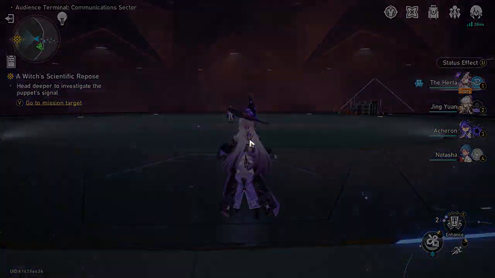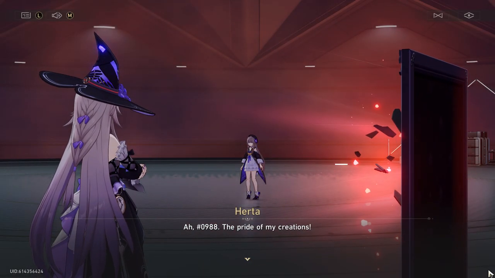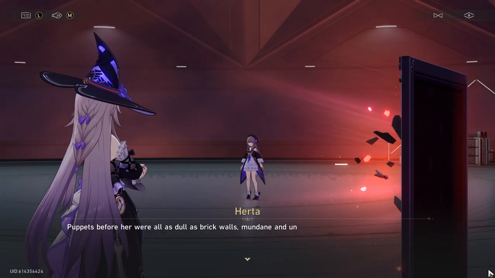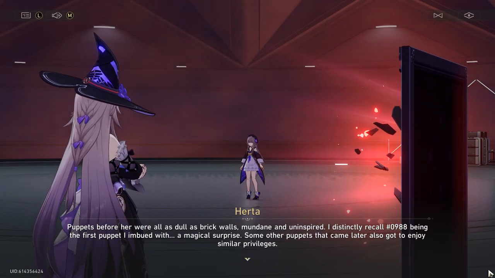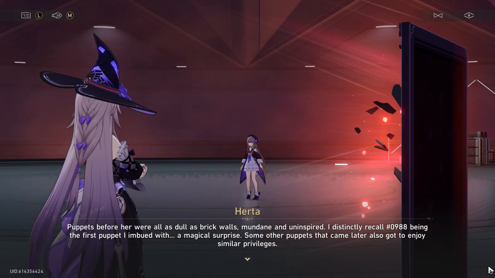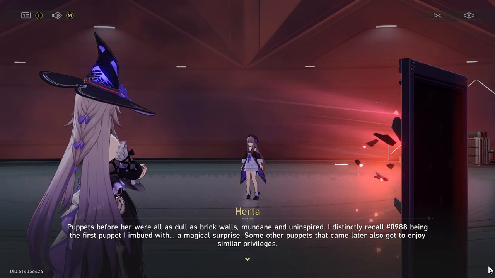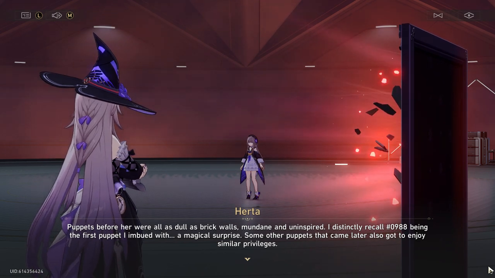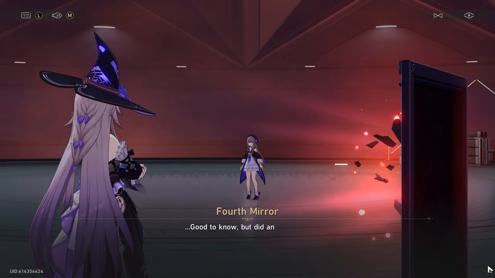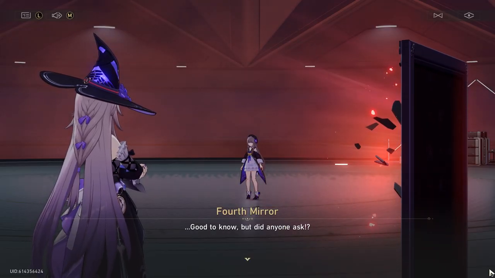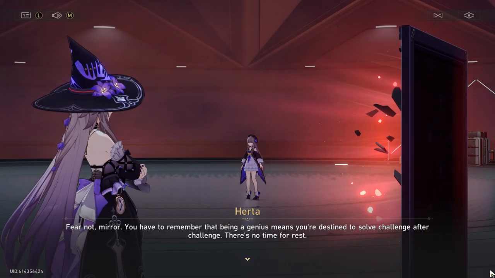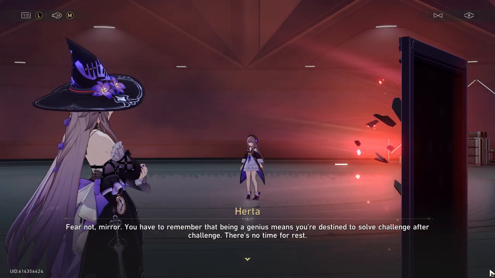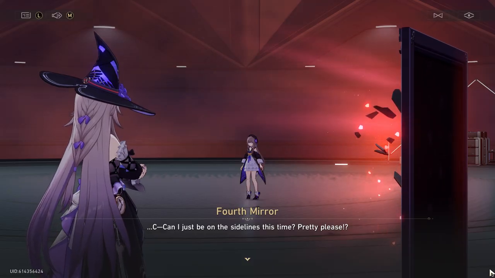Take a look. This... Number 0988. The pride of my creations. Should I even be curious? Puppets before her were all as dull as brick walls, mundane and uninspired. I distinctly recall number 0988 being the first puppet I imbued with a magical surprise. Some other puppets that came later also got to enjoy similar privileges. Good to know. But did anyone ask? Fear not, Mirror. You have to remember that being a genius means you're destined to solve challenge after challenge. There's no time for rest. Can I just be on the sidelines this time? Pretty please.